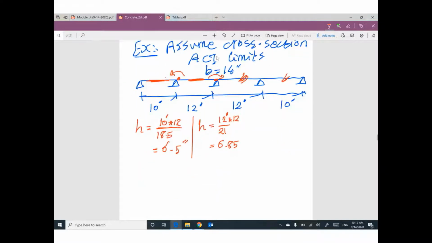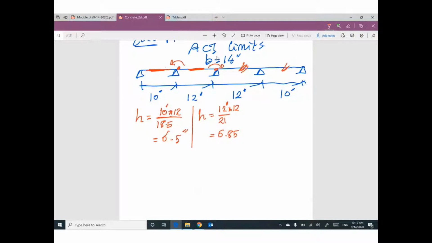So please, I'm gonna assume cross section with width 14. What about the overall depth? I have a limit 6.5 and 6.85, so the limit will be 6.85. I'm gonna assume it 20 inch. I'm gonna assume it 24 inch. I'm gonna assume it 30 inch. That's fine. But please don't go below this number.